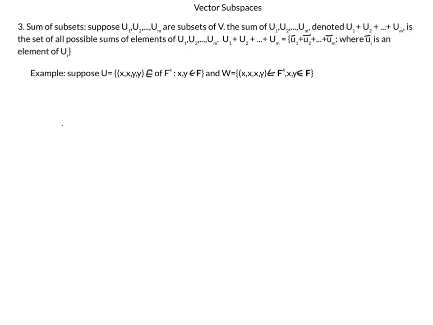For our next example, suppose U is equal to X, X, Y, Y. That's a subset of F4. So the idea is that the first and second coordinates are equal, and the third and fourth coordinates are equal. And then W is a set where we have X, X, X, Y. So the first 3 coordinates are equal and the last coordinate is something different, or potentially different. And that's a subset of F4. And we want to find the sum of subsets of U and W.